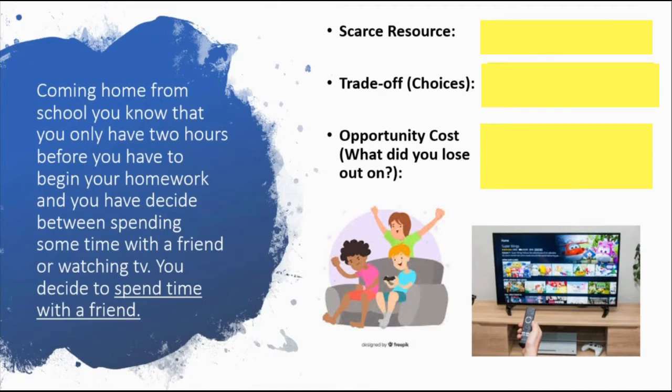So for each of these scenarios, we want to identify what is the scarce resource involved that's forcing us to make a choice, because that's why we make choices: because of scarcity. And then we want to look at what's called the trade-off, which is the choices involved that you're choosing between. And then ultimately the opportunity cost of the choice you made. Anytime you make a choice, you are giving up the opportunity to do something else. So if I choose A, then I've given up the opportunity that came with B. So that's what we're going to look at.